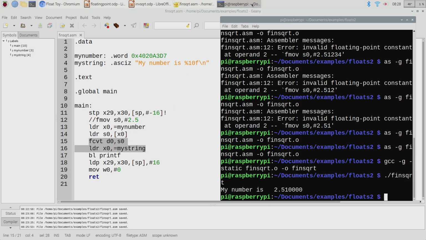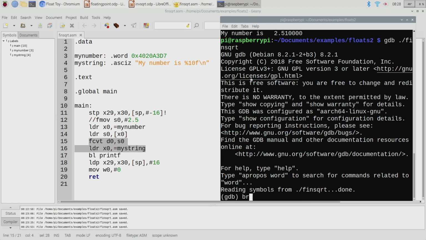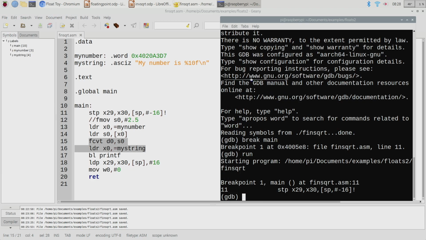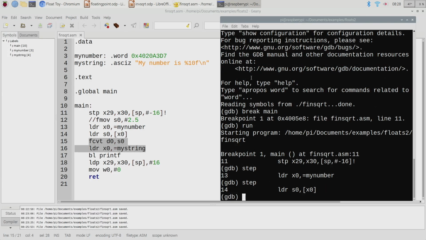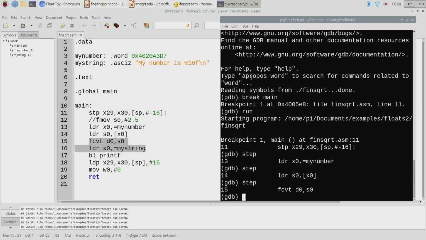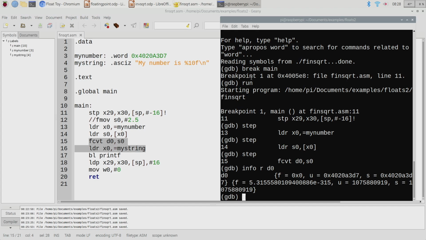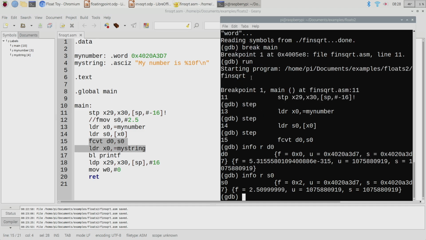All right, excellent. So let me pop in a GDB with this thing real quick, because I wanted to point out how we can do the debugging. I can look at F0 or D0, or sorry, not F0. I can look at the contents of any of the registers the same way that I would with the integer ones. So if I say info r S0, then what's loaded into that?